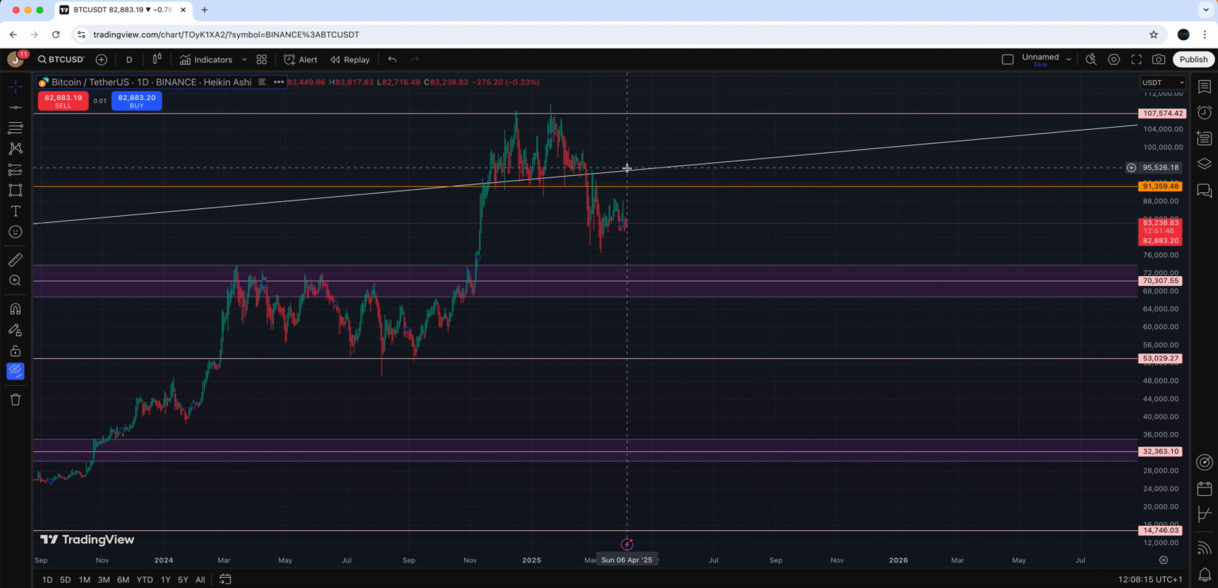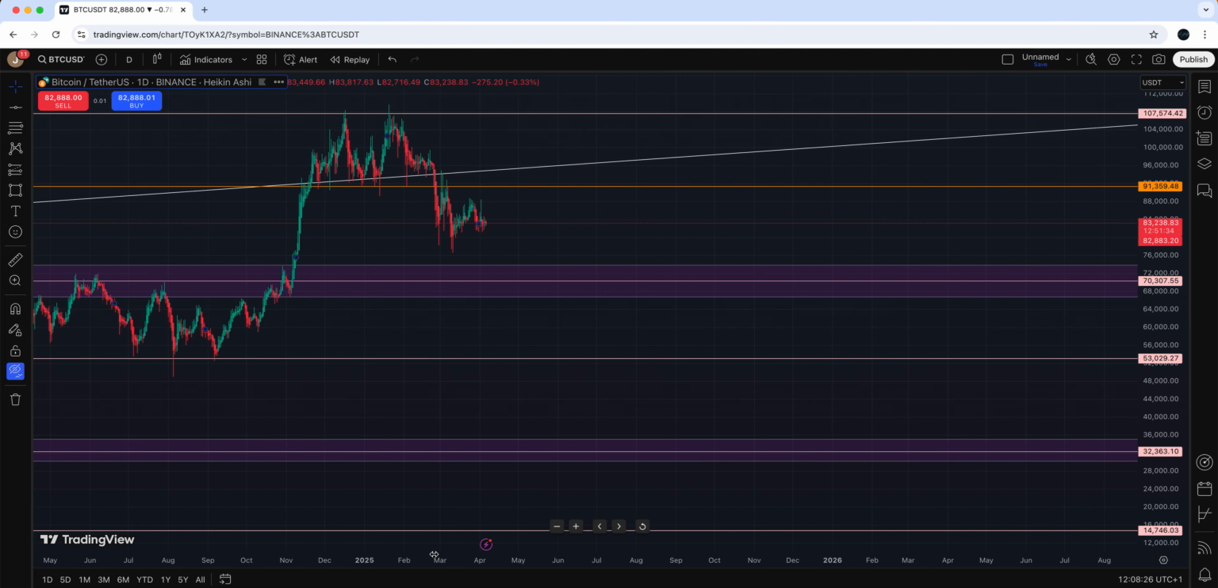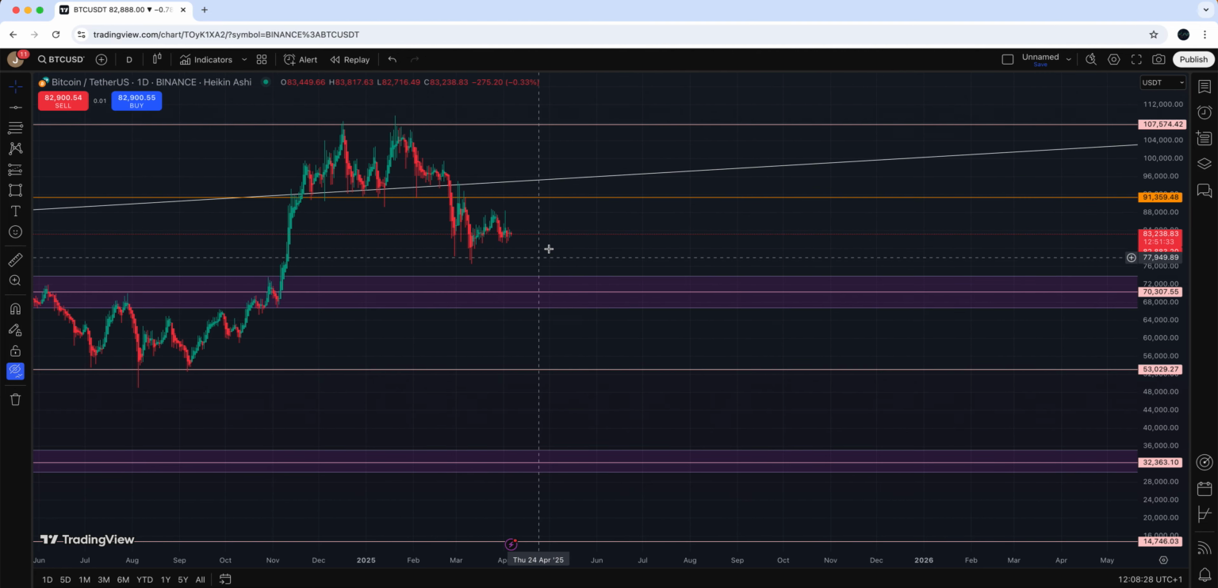But yeah, that's what I believe. I believe it could easily come and retest, and if we see it break below, then we've got some more downside to look at. In terms of where it's going for the next week, I'm not really sure.